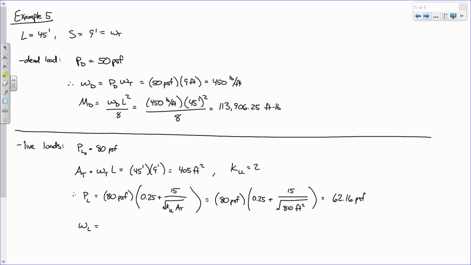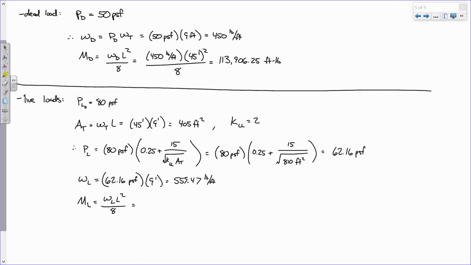We determine our distributed load, 62.16 PSF over the tributary width of 9 feet, which is what? We determine a live load moment. And that comes out to be 141,616, and that's foot-pounds.